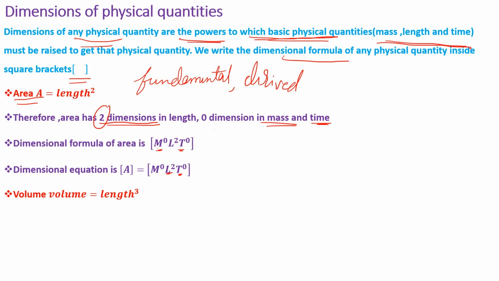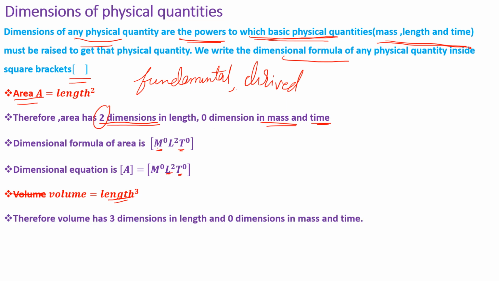By mistake I have written volume twice. Okay, no problem, you can neglect this. Volume is equal to length into breadth into height. Even if it is breadth or height, it is nothing but length only. So length to the power 3 or length cube. So what will be the dimensions of volume then? Volume has 3 dimensions in length, and no need to raise the power of mass and time.